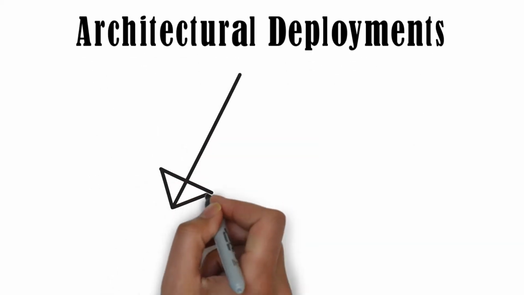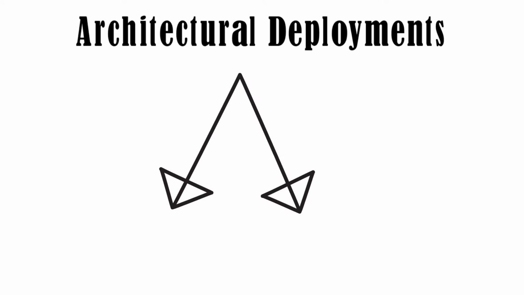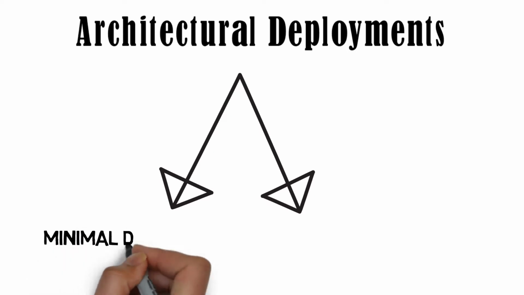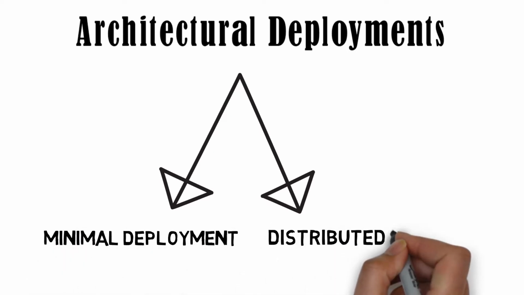Now getting back on track, the architectural deployments can be broadly divided into two types, depending upon the number of virtual machines that we are willing to deploy our IaaS components on. The first one is the minimal deployment and next up we have the distributed deployment.